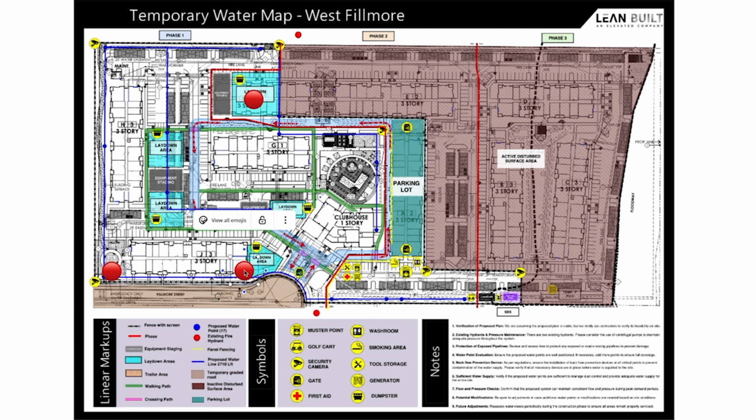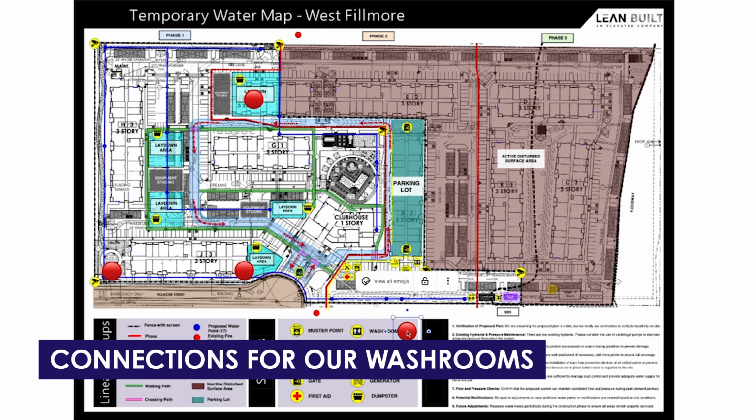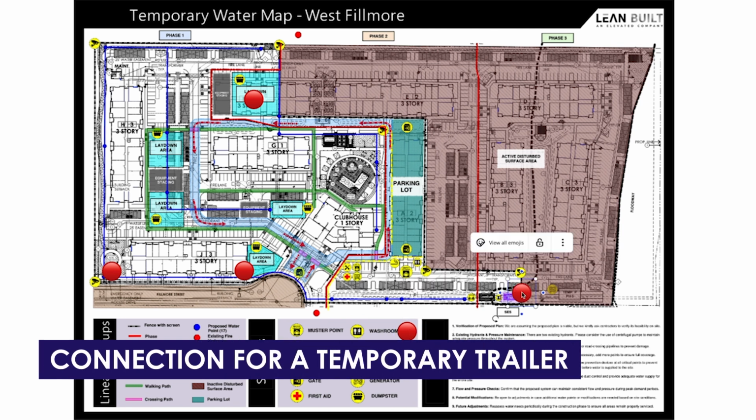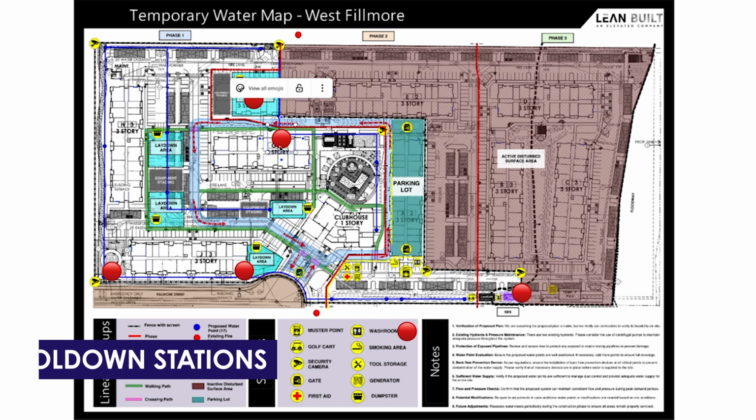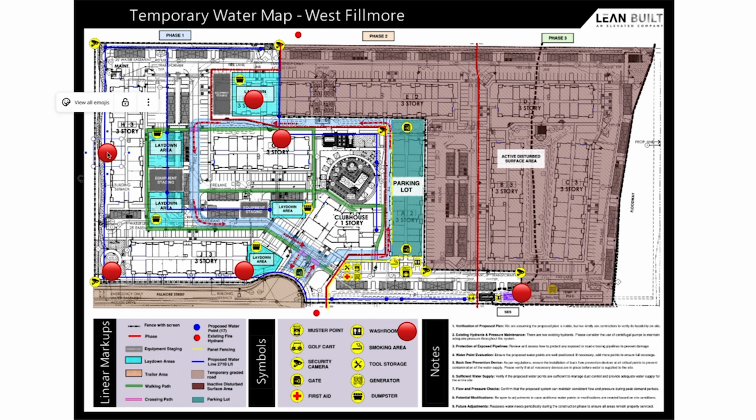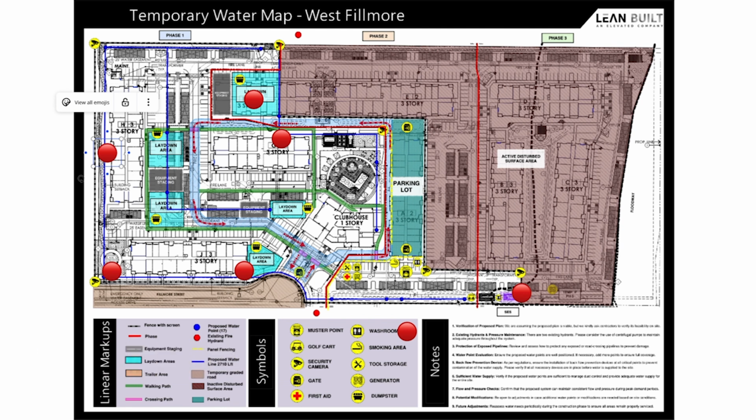We need to make sure that we have a connection for our water truck, right? We need to make sure that we have connections for our washrooms. We need to make sure we have connections for our temporary trailer. We have cool down stations near every building, so we need to make sure that those are all available, right? So this temporary water plan shows where we're going to have some temporary piping for our water, where we're going to feed the trailer, and basically the overall plan.